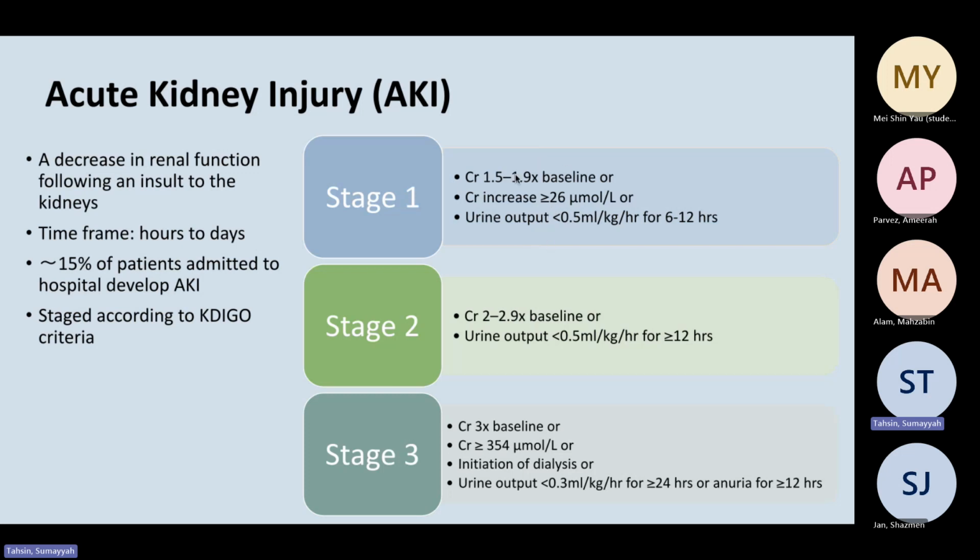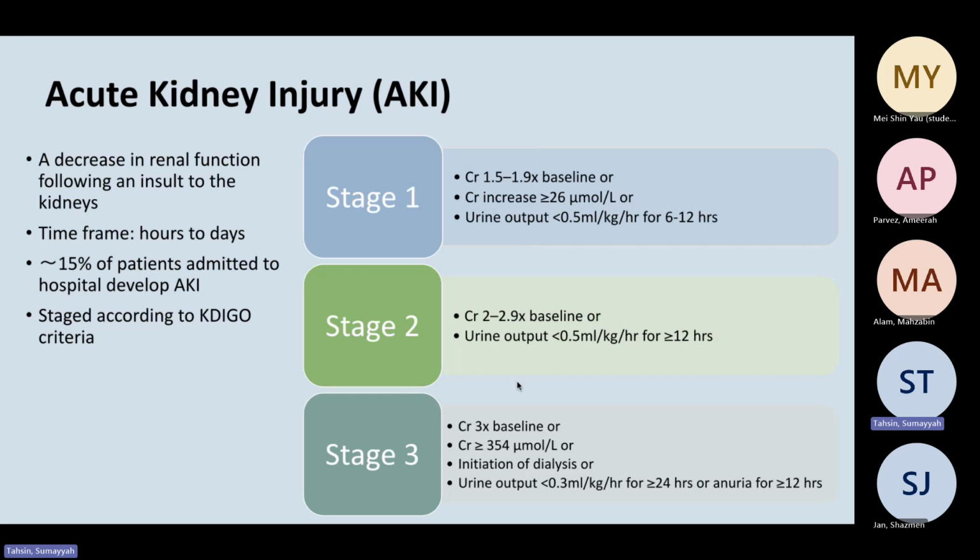Usually, it can suffice for you to memorize one thing. So, for example, the creatinine of all of those, but I would suggest you memorize all of it just in case they ask you to compare something else, another parameter such as urine output. So stage 2 AKI would be a creatinine increase between 2 to 2.9 times the baseline, or urine output of less than 0.5 milliliters per kilogram per hour for more than or equal to 12 hours.